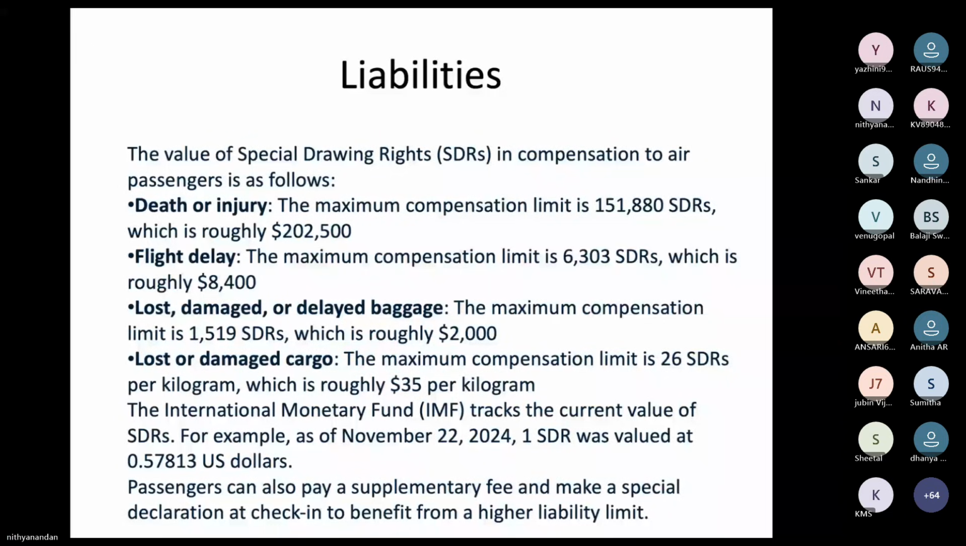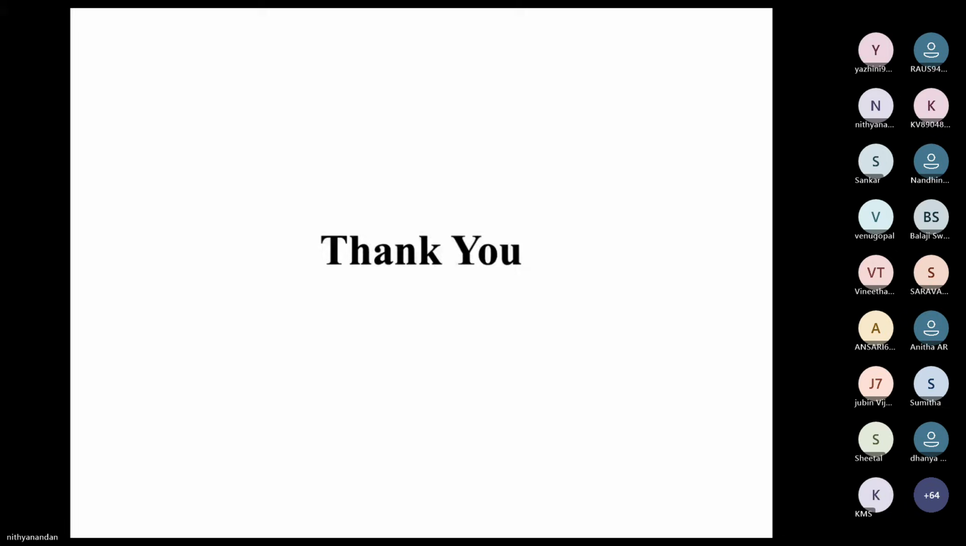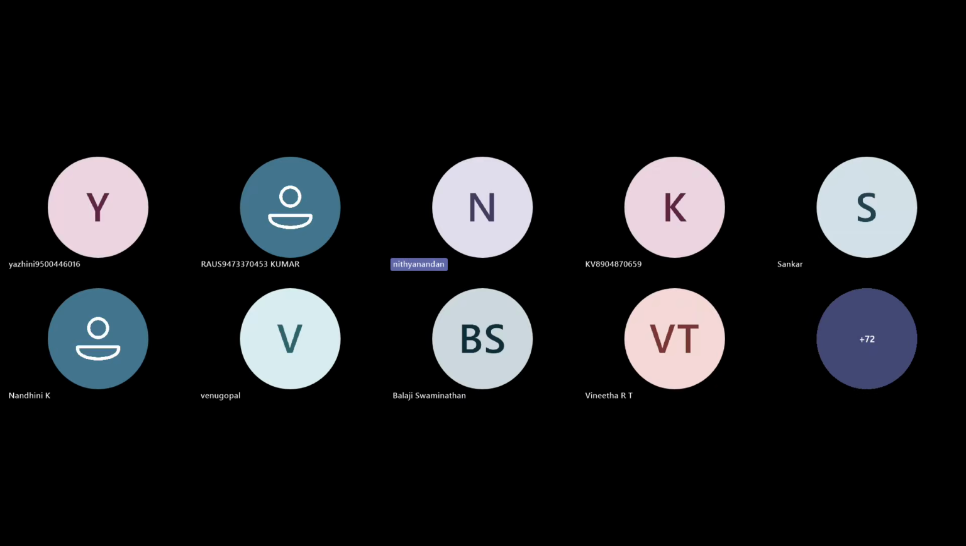This liability compensation is also revised from time to time. So you just go through the compensation for each of the losses or damages, like death or injury, delay, everything. If you are able to remember the numbers, please remember. Otherwise, just know the principle: what is SDR, and how the SDR rate is fixed. So this is about aviation. In aviation policy, very few, very simple questions will come.